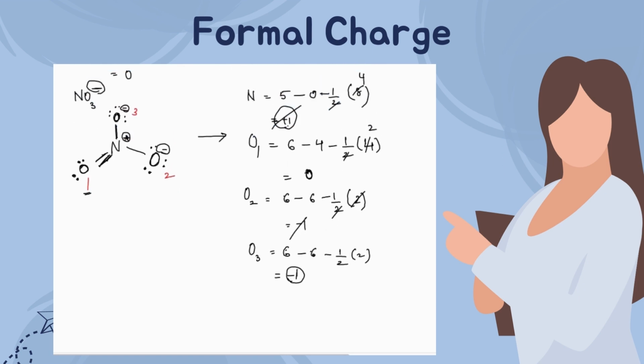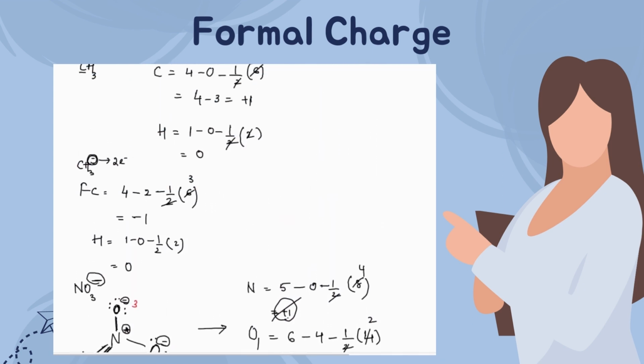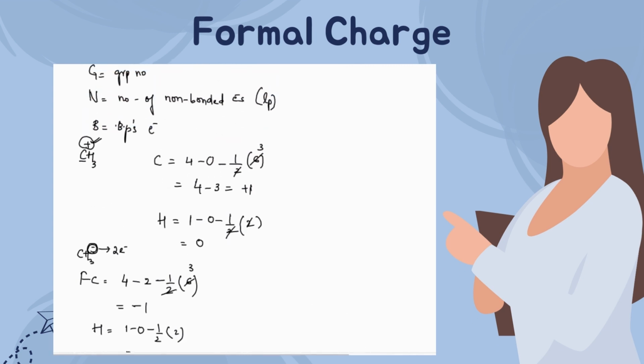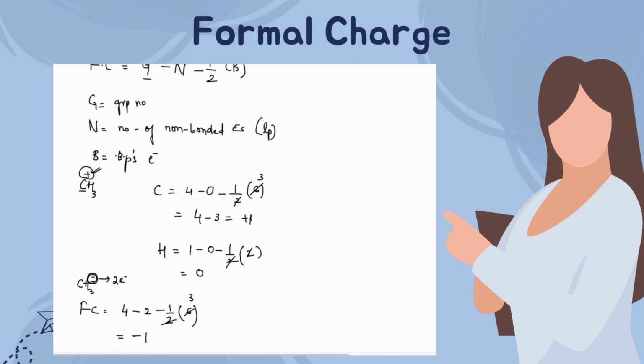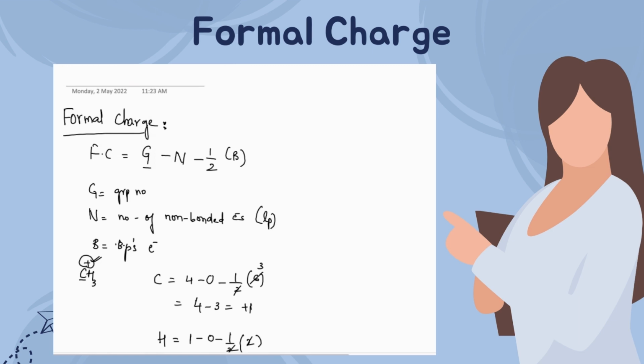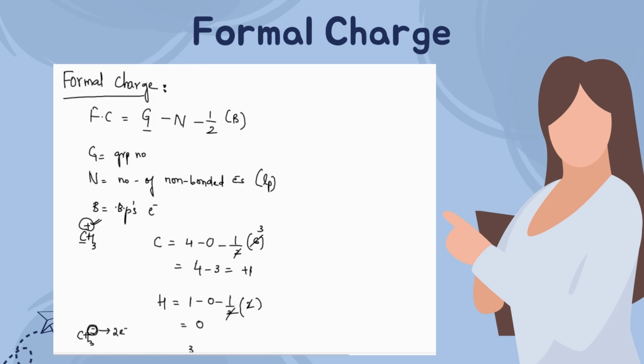So this way you can take any resonance structure and find out the formal charge in a given molecule by using the above formula, and know the stability of the compound, as well as the major product in a given reaction.